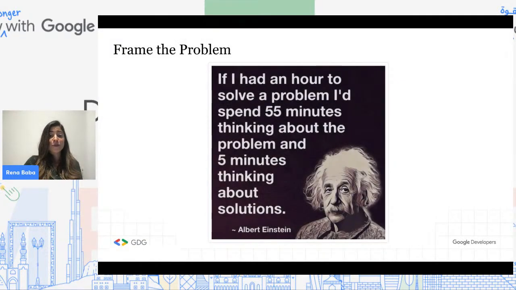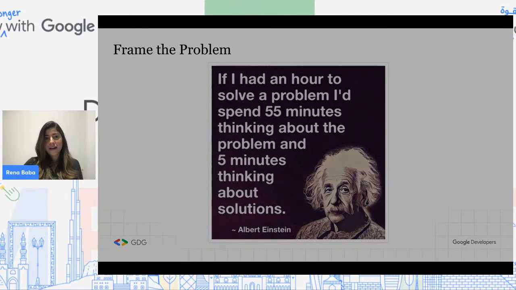Now, that's a quote from Einstein that proves that too. Einstein said, if I had an hour to solve a problem, I'd spend 55 minutes thinking about the problem and 5 minutes thinking about the solution. So this is really to emphasize how important understanding the problem is, because it impacts everything after.